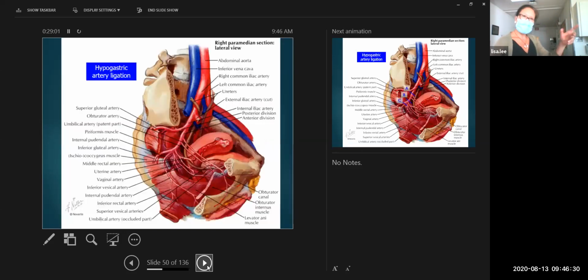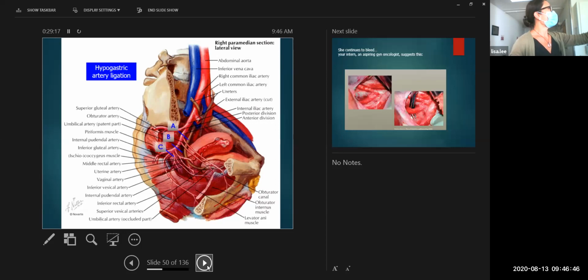Okay, if that doesn't work, the next thing you can do is you can try to do a hypogastric artery ligation. Okay, I don't know if you guys have ever had to do that, but it's something classically they tell you can do. This is kind of your own self-test. So A, B, and C, where would you put your hypogastric artery ligation? And just self-test.